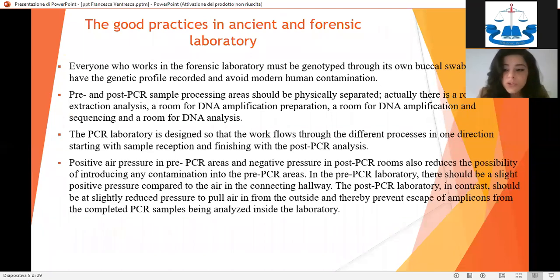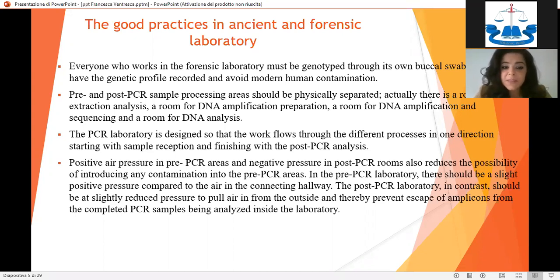So, in order to avoid the contamination, there are some good laboratory practices that we could follow, in order to ensure the reliability and reproducibility of the results. First of all, everyone who works in the forensic lab must be genotyped through urine or buccal swab in order to have the genetic profile recorded and avoid modern human contamination.